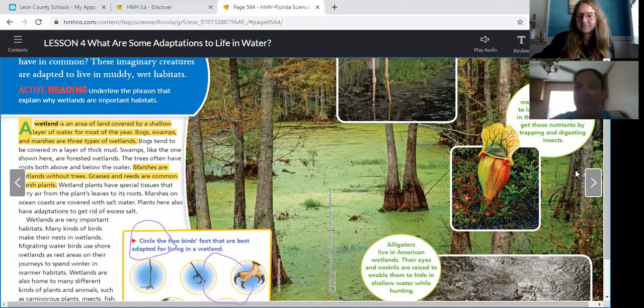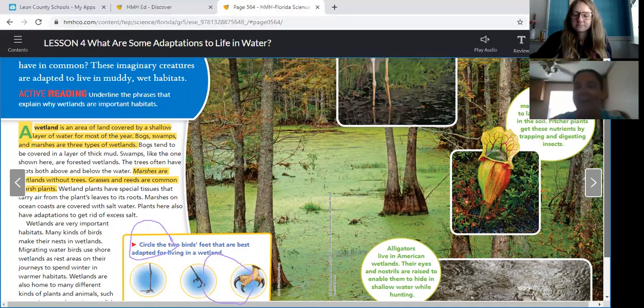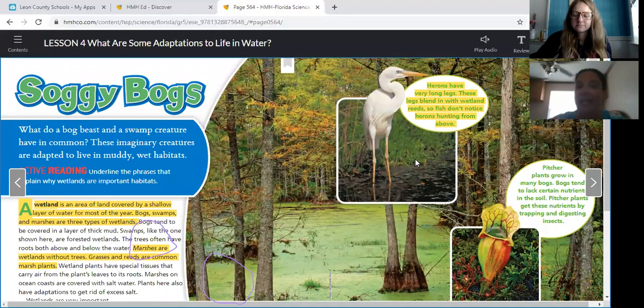Then here we've got pitcher plants. They grow in many bogs. Bogs tend to lack certain nutrients in the soil. So the pitcher plants get these nutrients by trapping and digesting insects. And then up here, just like what Miss Lamb said, you've got the bird with the very long legs. This is a heron. These legs blend in with wetland reeds, so fish don't notice herons hunting from above.